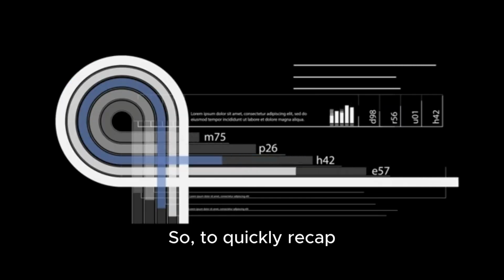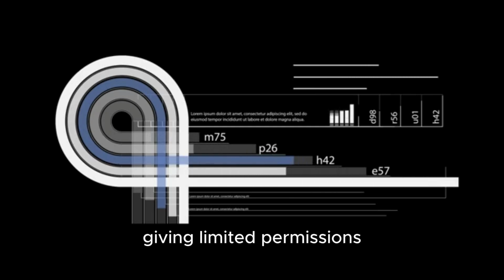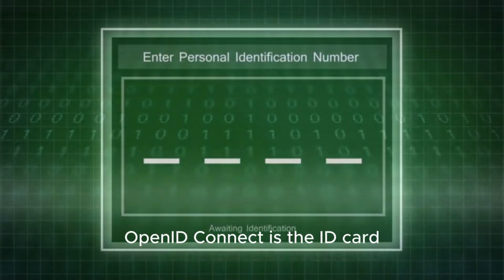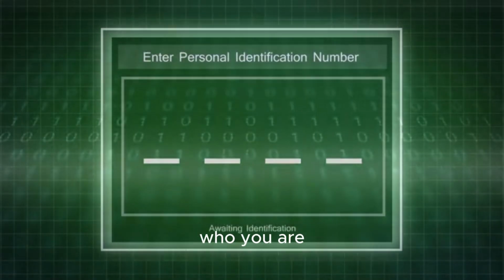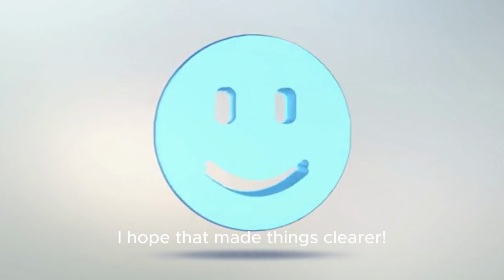So, to quickly recap, OAuth is the valet key for giving limited permissions. SAML is the corporate ID badge for one-time login to many work apps. OpenID Connect is the ID card attached to the key that proves who you are. And SCIM is the automated HR system that manages your accounts from start to finish. I hope that made things clearer.